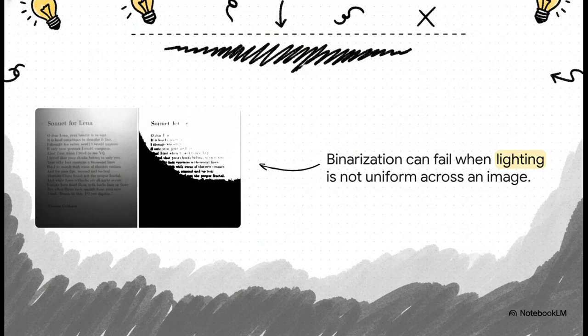This is a photo of a poem. It was taken in pretty bad light, and you can see there's a shadow, making the bottom of the page way darker than the top. For a single global threshold that's supposed to work for the whole image, well, this is an absolute nightmare scenario.